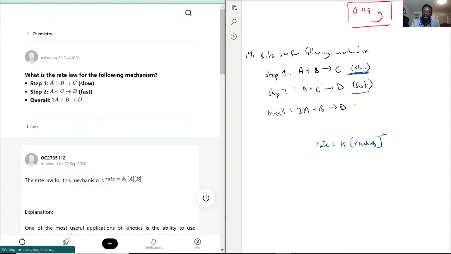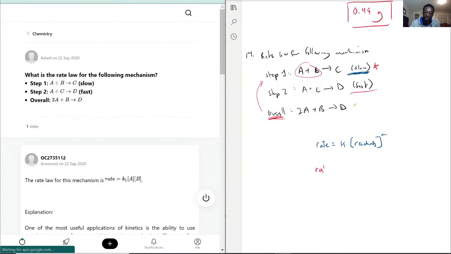So if this is fast, it happens not almost, but like instantaneous. So this is the one that determines how fast it's going to go. So the overall reaction is going to be the rate reaction for step 1. Okay, and we see here what reactants we have here.